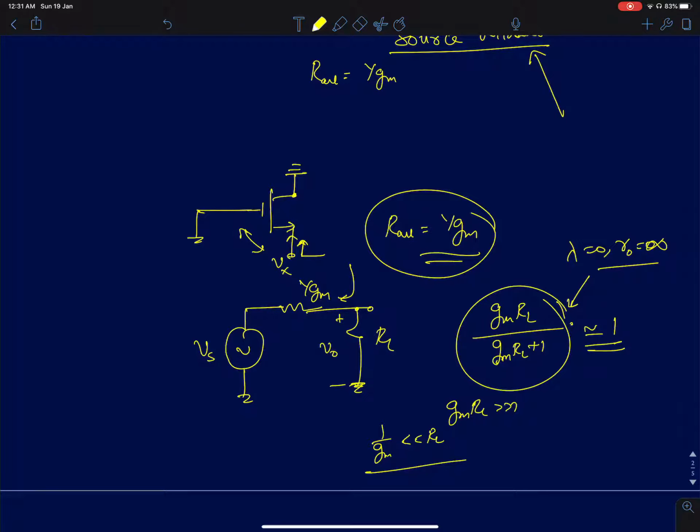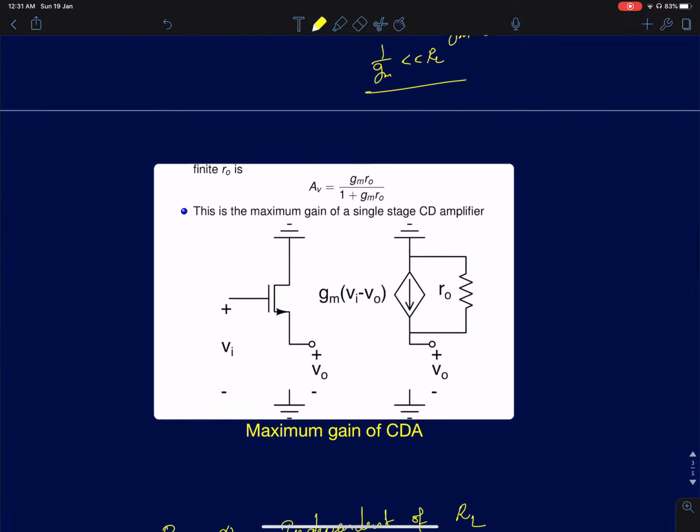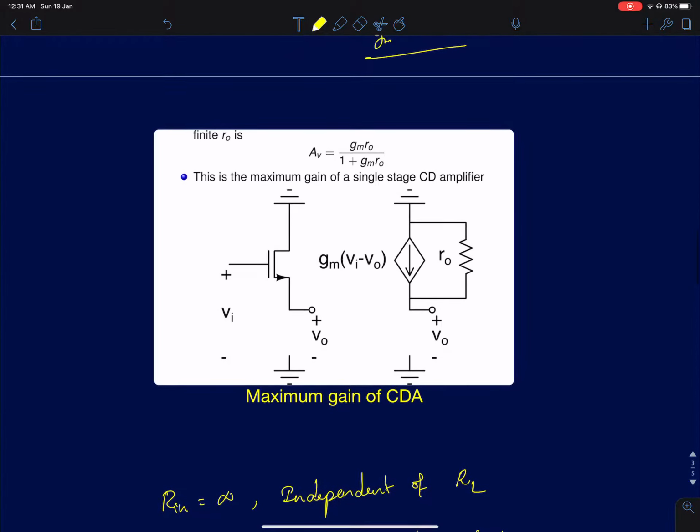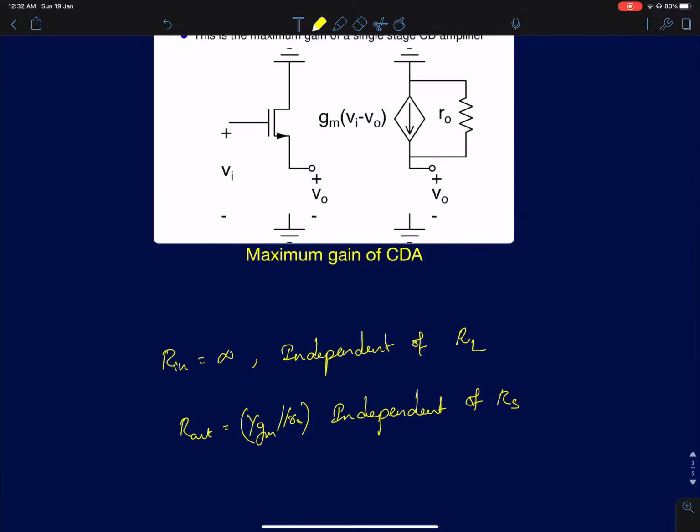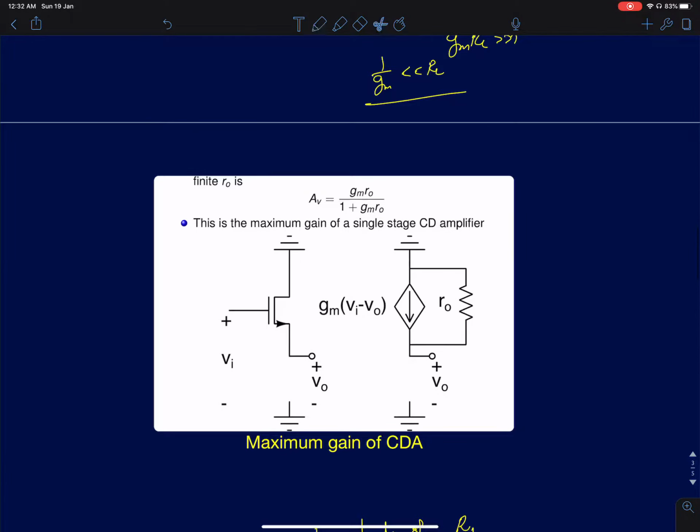Now again, like we did this analysis of common gate and common source, we will analyze everything like the intrinsic gain, the maximum possible gain, and output and input resistances of a common drain configuration. To find the intrinsic gain of a common drain configuration, we have to assume r0 is present in the circuit. So in this circuit, I'll just show it here.